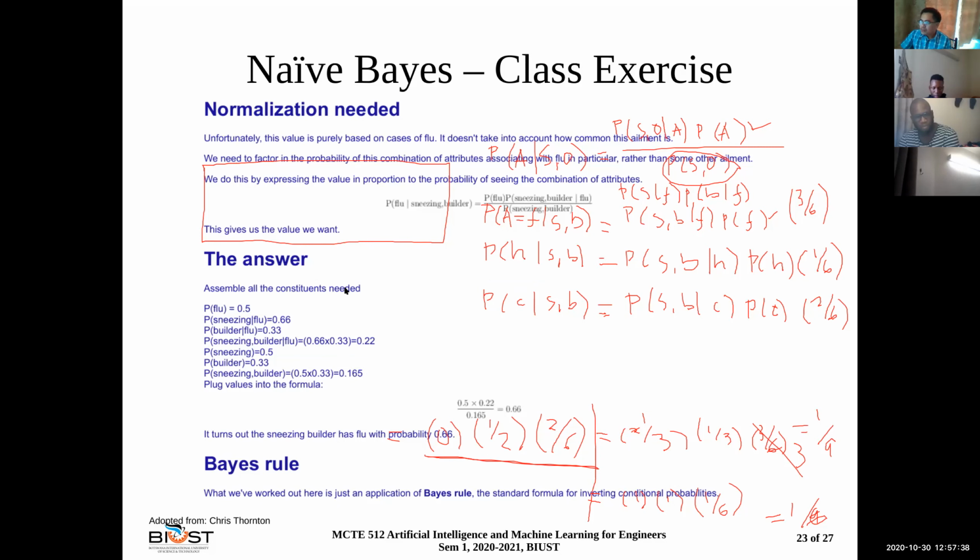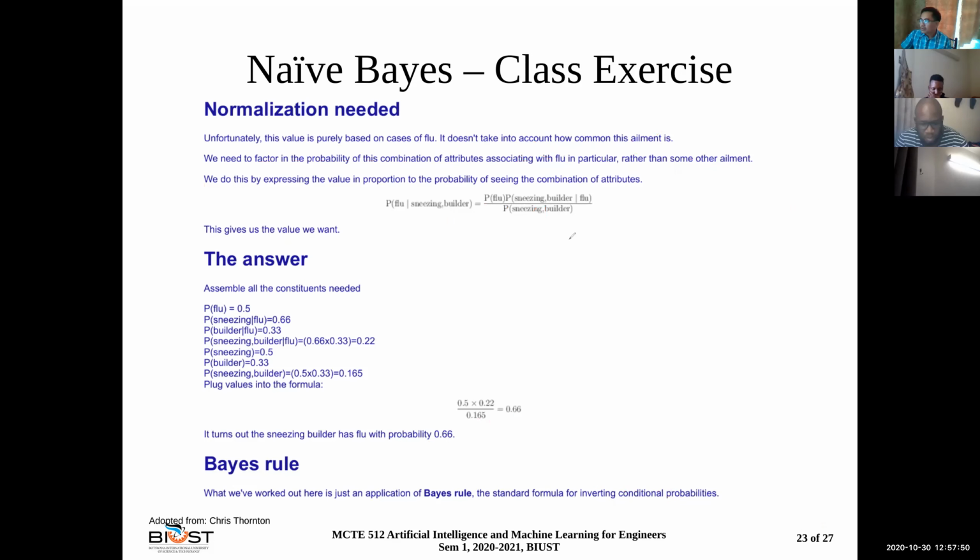Okay, let's go here. Flu, sneezing, and builder, flu. Yeah, the same thing. We are computing exactly the same way. We're computing sneezing and builder given flu, divided by this one. So we don't compute this. He only computes the entire Bayes theorem, 0.66, for the probability of having flu. And this is big already, so he stopped. He didn't compute the rest.